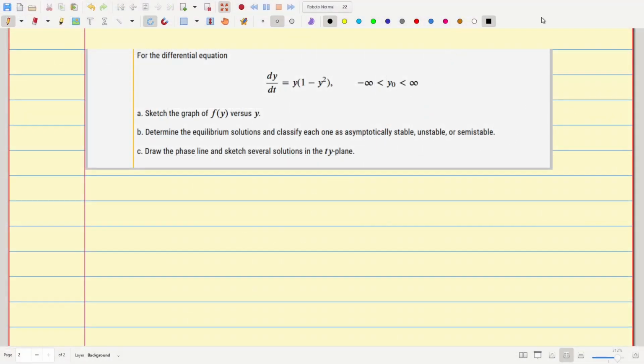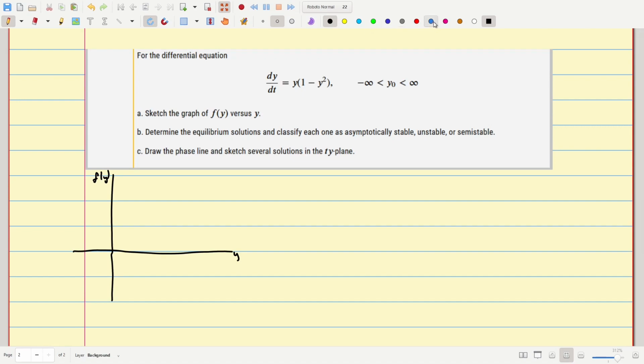For this problem, we're going to be looking at an autonomous equation. We recognize that it is autonomous because there are 0 occurrences of the independent variable on the right-hand side here. And so where we want to begin is by looking at a small sketch of f of y, which is y prime, versus y here.